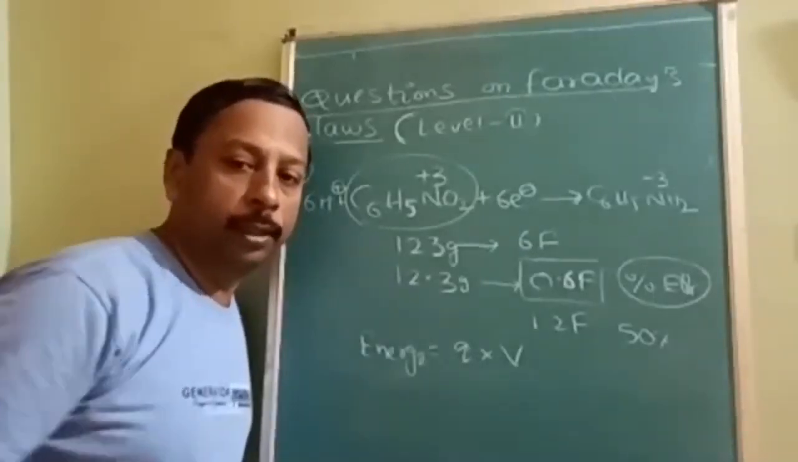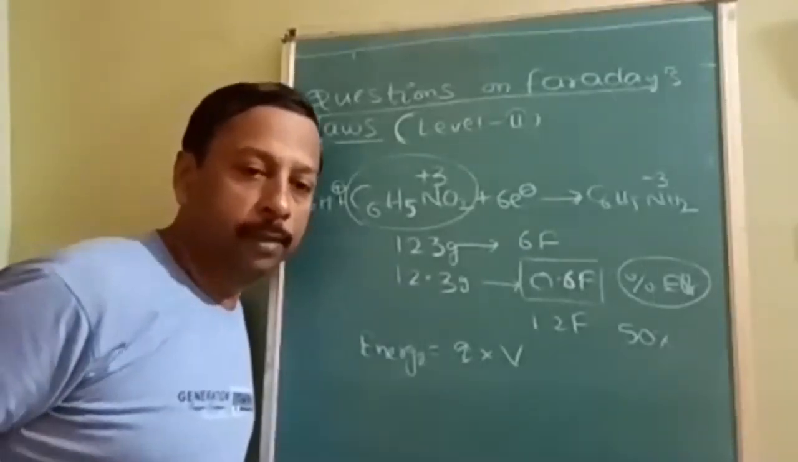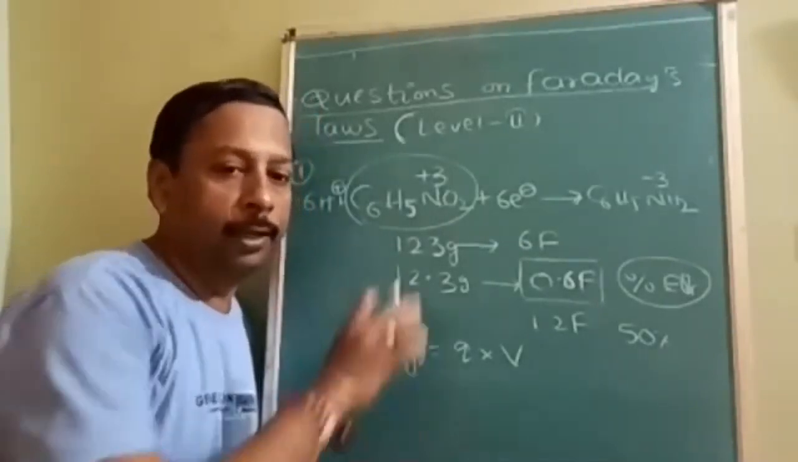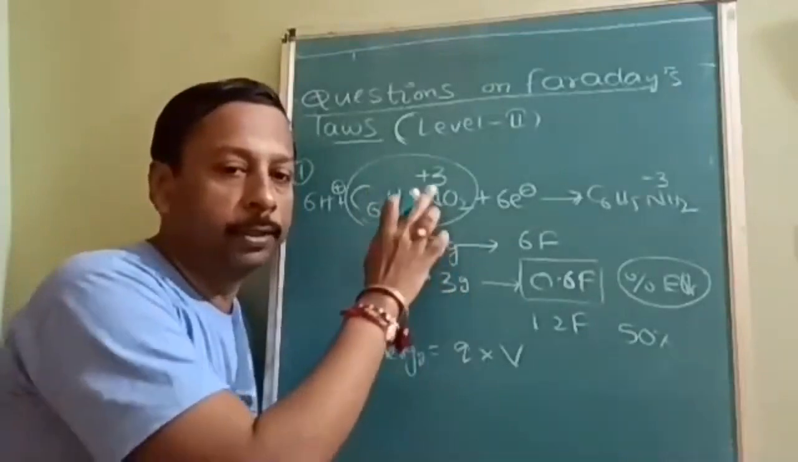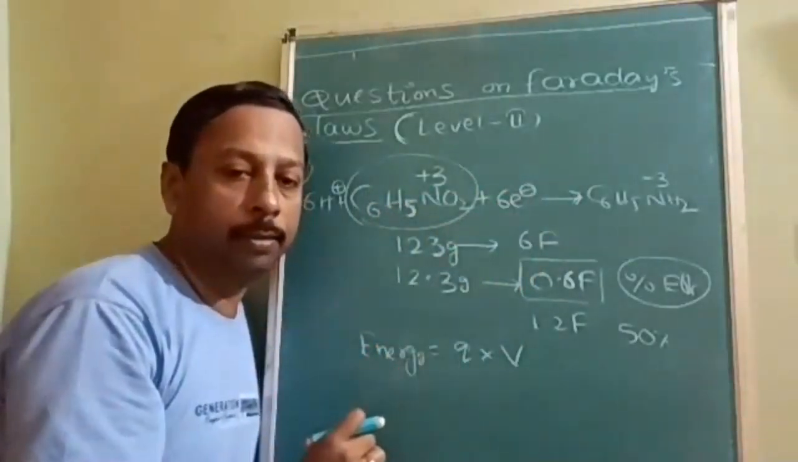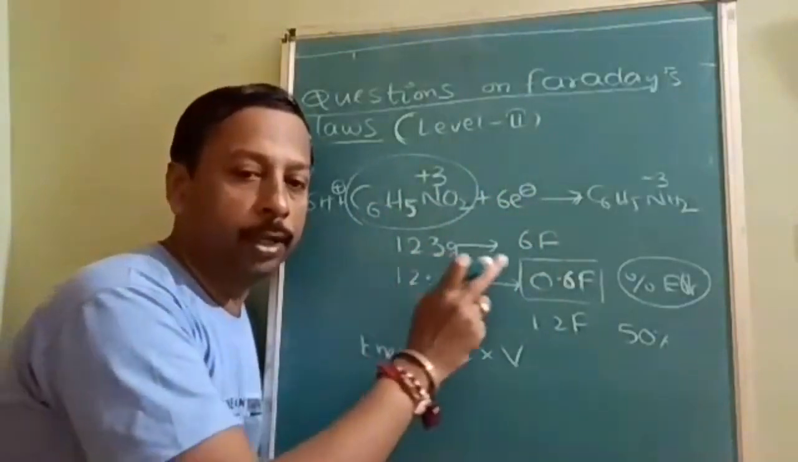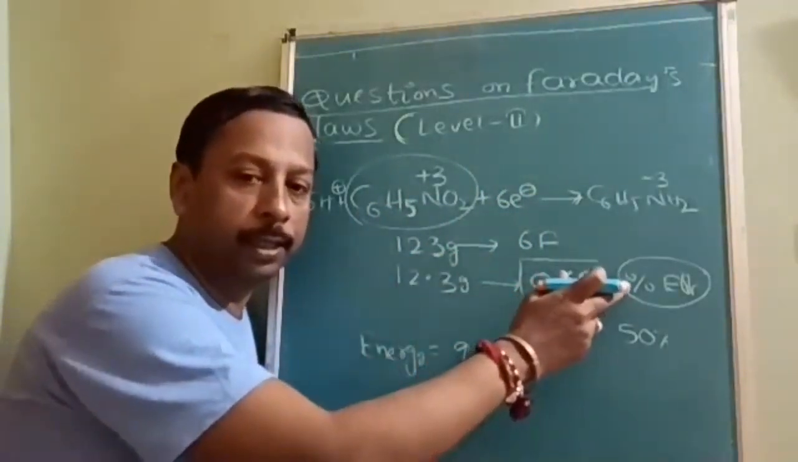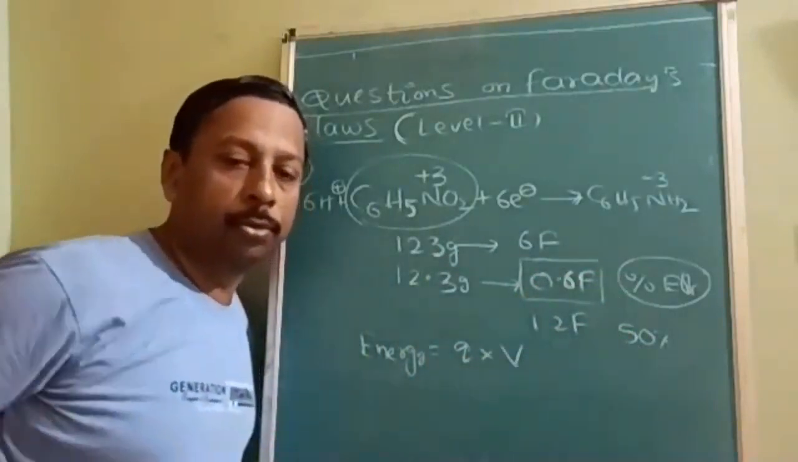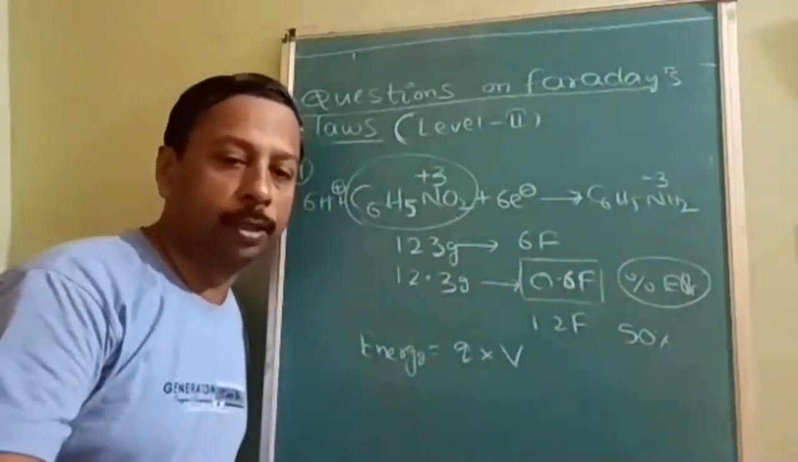Is this question clear to you? The difference between level 1 question and level 2 question, is it understood? See, everywhere there is somewhat of a complication. First of all, you should calculate the oxidation number on either side. Then you have to calculate the 100% efficiency, 50% efficiency and energy. So this is almost 4 questions combined together.